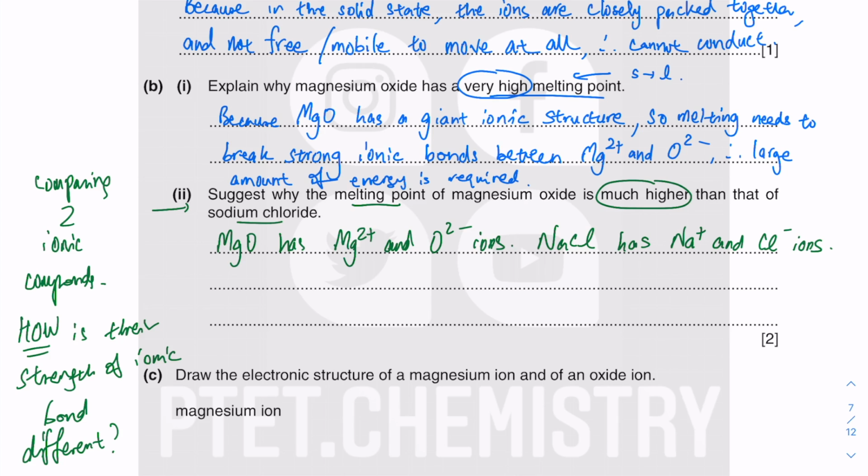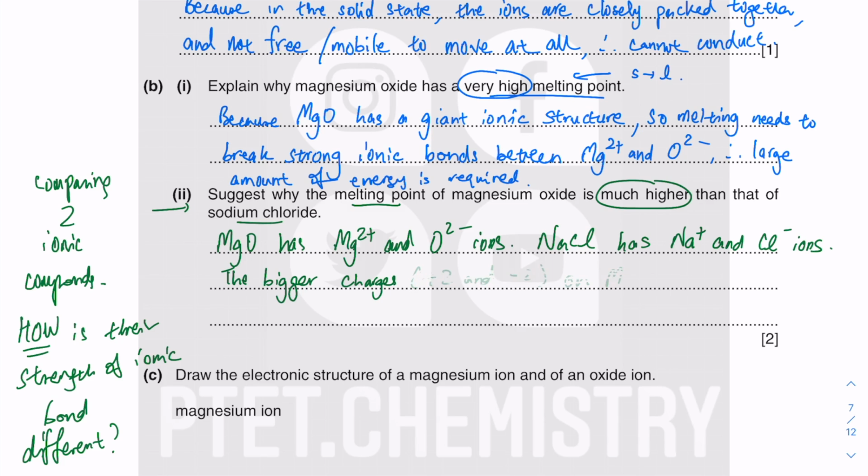So between +2 and -2, you have a stronger attraction, therefore a stronger ionic bond, therefore more energy is required to break, to separate the two ions that are of higher charges than this one. Therefore, your melting point is higher. Think about the different strength of the ionic bond. Okay, so the bigger charges, +2 and -2.